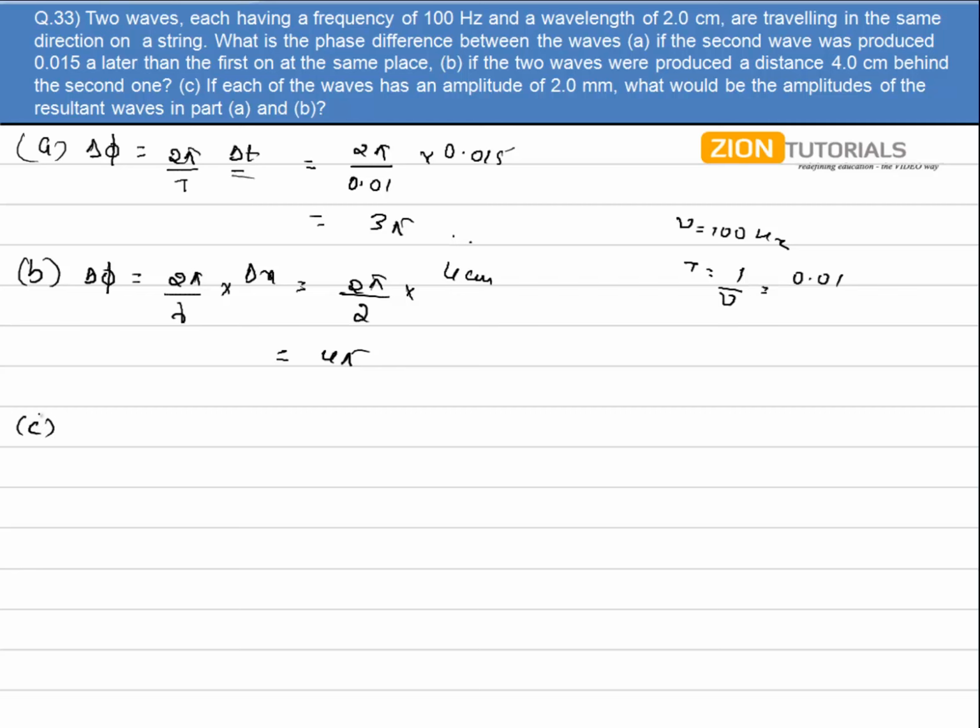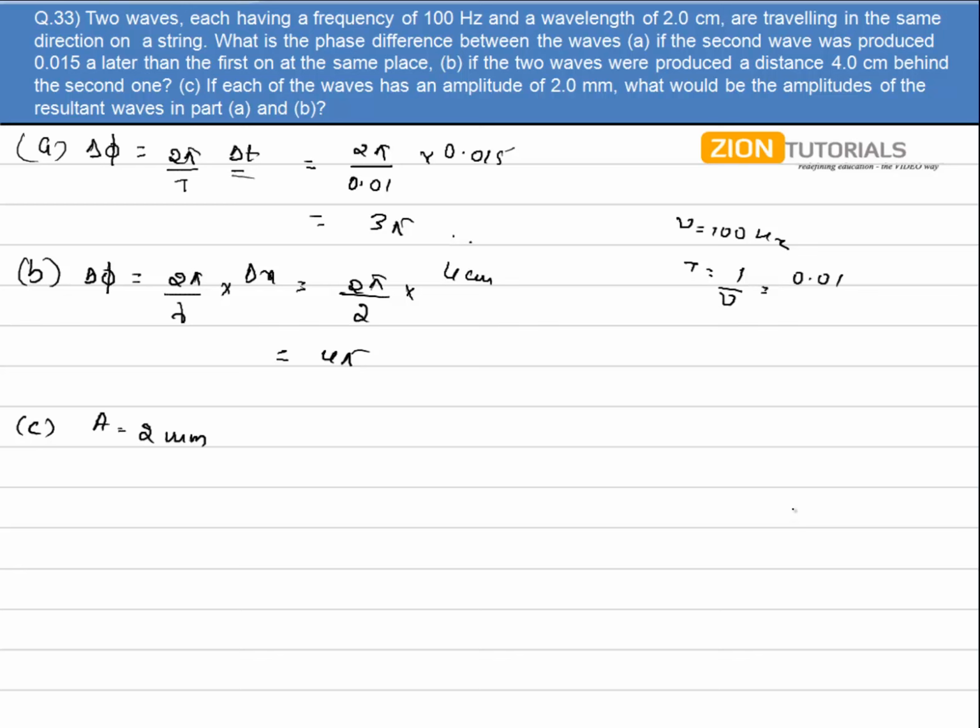In part C, each of the waves has an amplitude of 2 mm. What would be the amplitude of the resultant waves in part A and in part B?